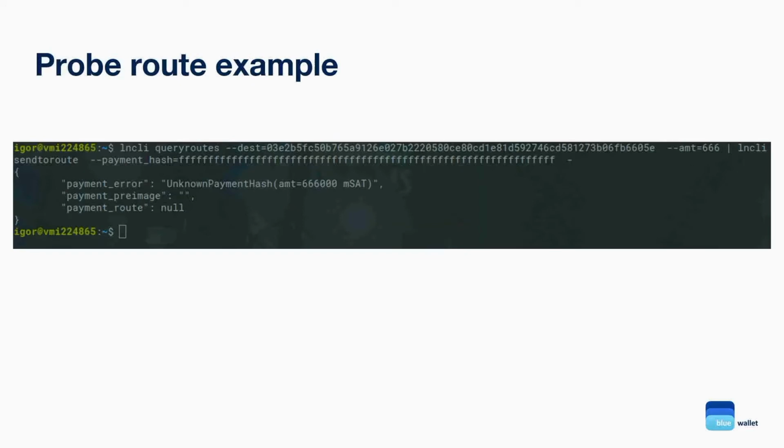So in this example, we're querying a route to a destination with a specific amount and sending a payment with a fake payment hash. So no one has a solution to this payment hash. And if it bounces back with the payment hash error, this means that the payment actually went through this specific route and bounced back because the destination does not know the solution to the hash. This means you can take fees from this route and ask the user whether he's willing to pay those fees. And then, if he's agreed, then you pay this specific route.